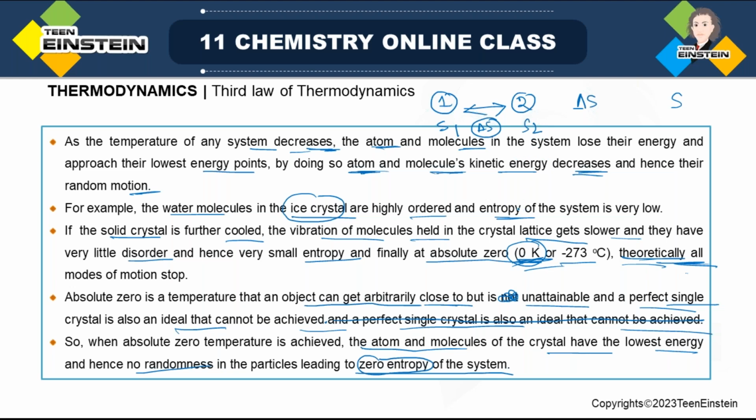And how have we reached this concept? Because now we have considered 0 Kelvin and now we are considering theoretically that all modes of motion stop. So randomness is no longer present. And as randomness is no longer present, if you have any solid system at temperature 0 Kelvin, you can say that at that temperature, absolute value of entropy is basically 0.